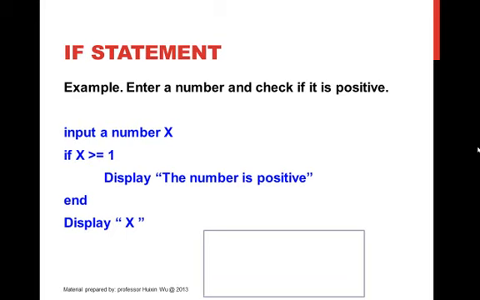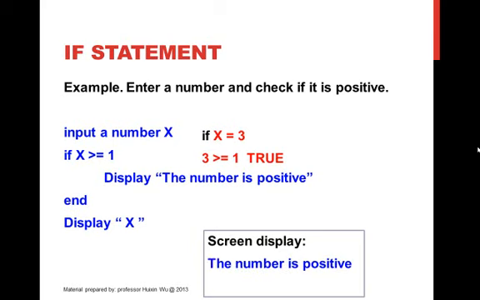Let's take a look at this code. If the input number x is equal to 3, the program moves to the next line and checks the condition, if x is equal to or greater than 1. It will return true and execute what is inside this statement, which is to display the number is positive. Now the program ends and moves to the next line of the program, which is display x.